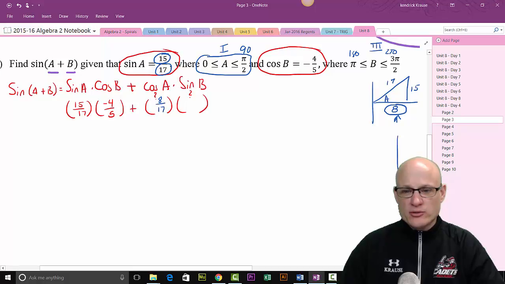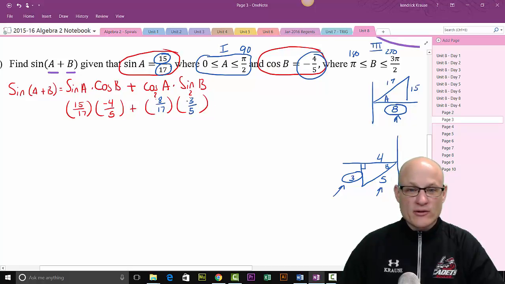Now I'm going to do B. Well, I said B was in quadrant 3, so I got to come down here and draw a triangle in quadrant 3. And I was given that cosine is negative 4 over 5, adjacent over hypotenuse. And again, if I use the Pythagorean Theorem, this is 3. Well, the sine is opposite over hypotenuse, which is 3 over 5. But we're in the third quadrant, and in the third quadrant, this is negative. So here's what I get.